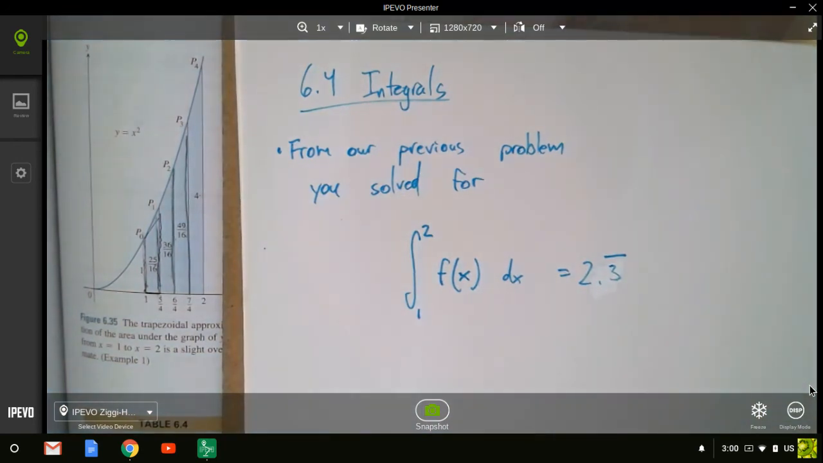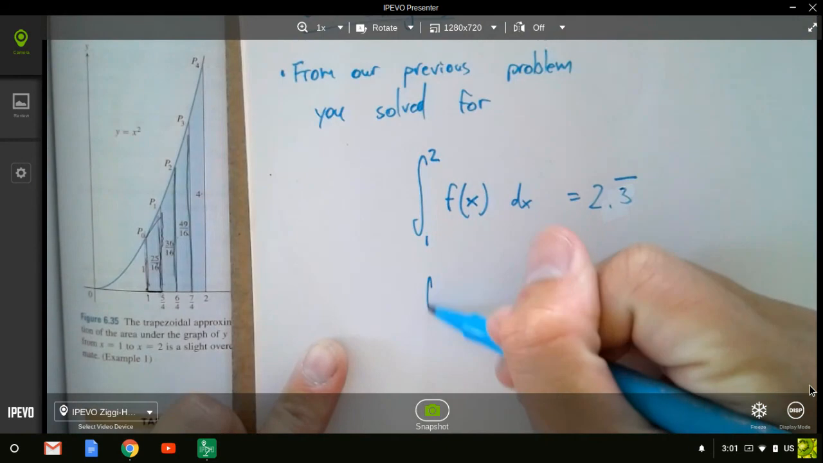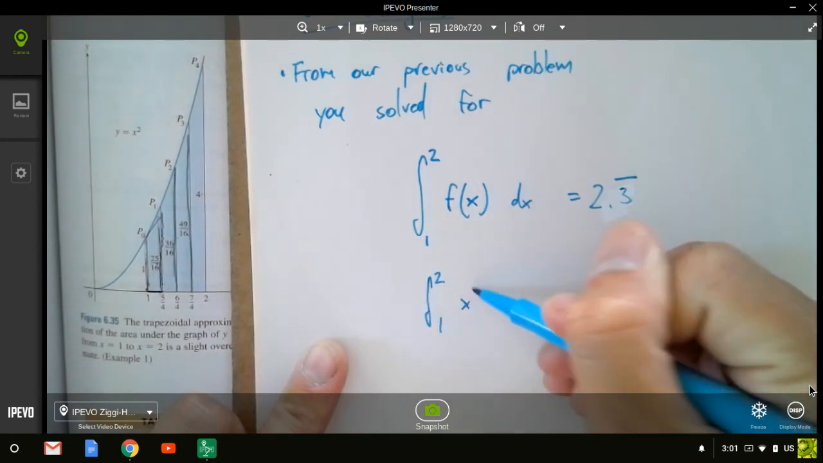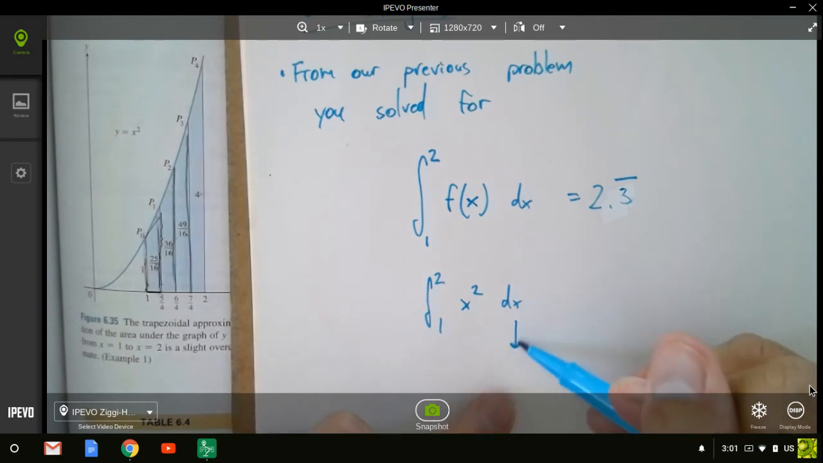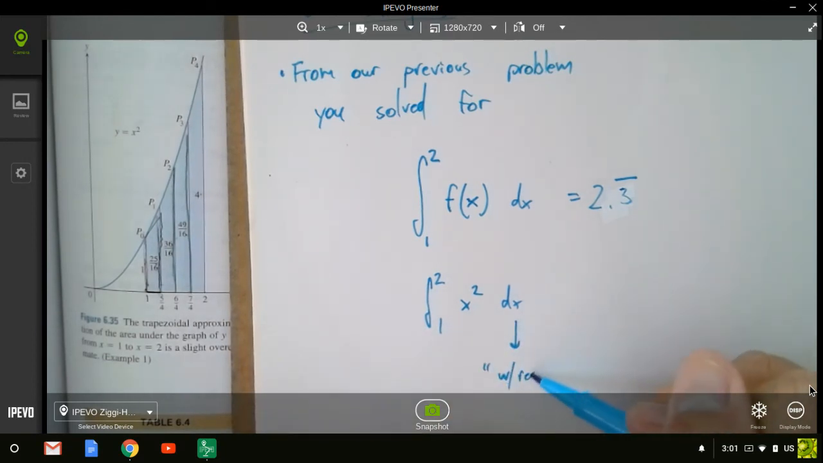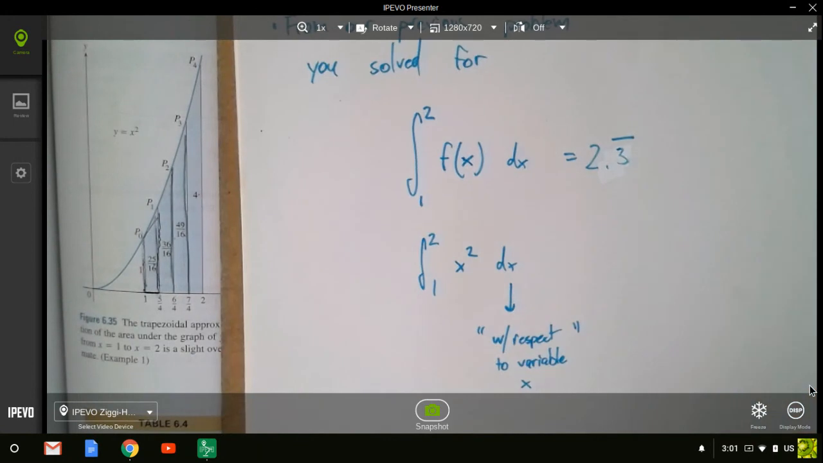The area under the curve on the given interval. Under the curve of what? Of x squared. So more specifically, this should say x squared. And dx means with respect to the variable. What was the variable that we used? It's x. Just to answer your question, because that's the variable.